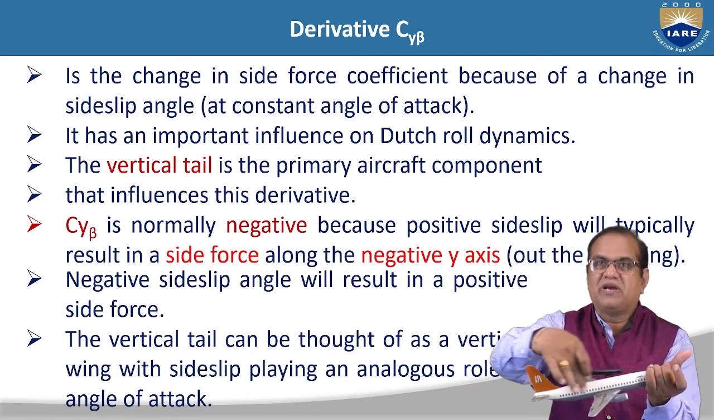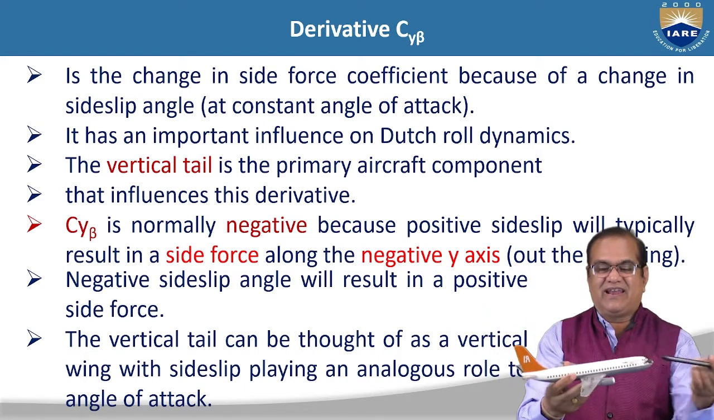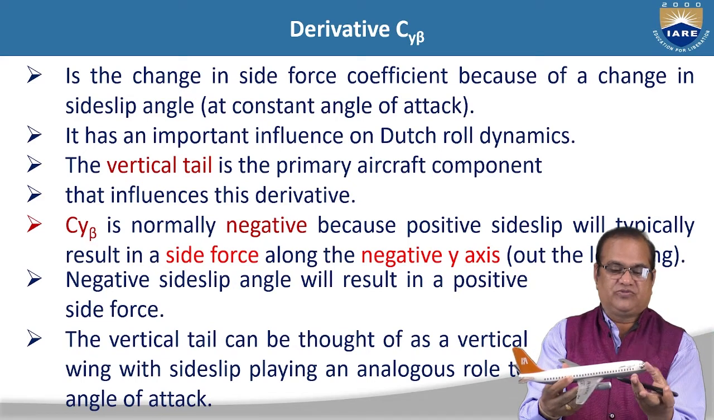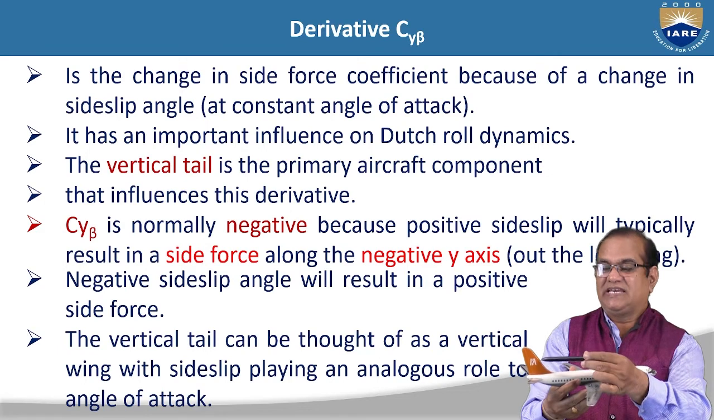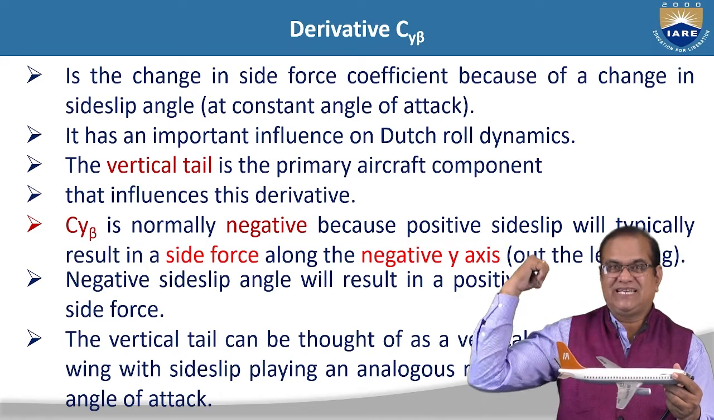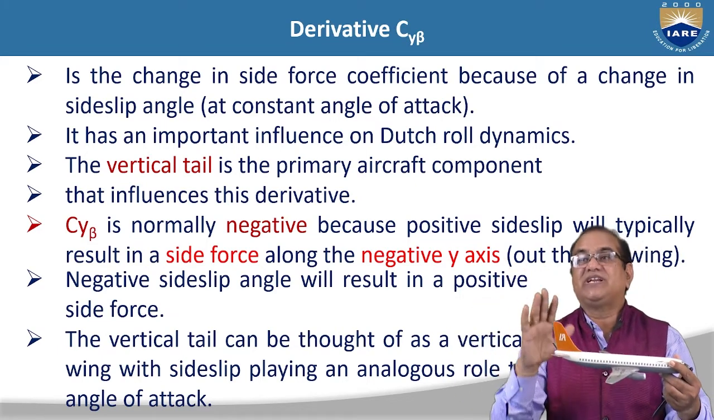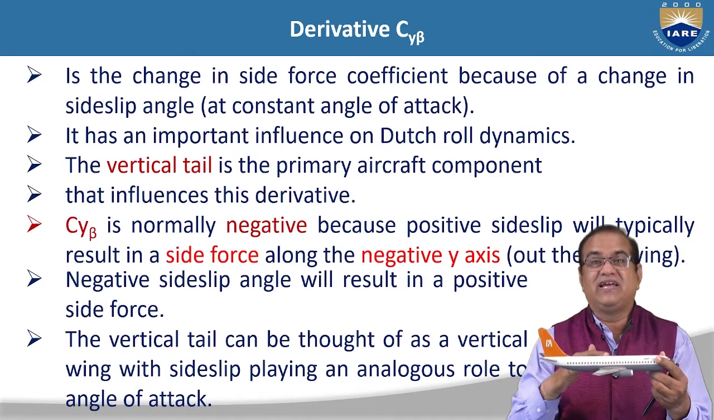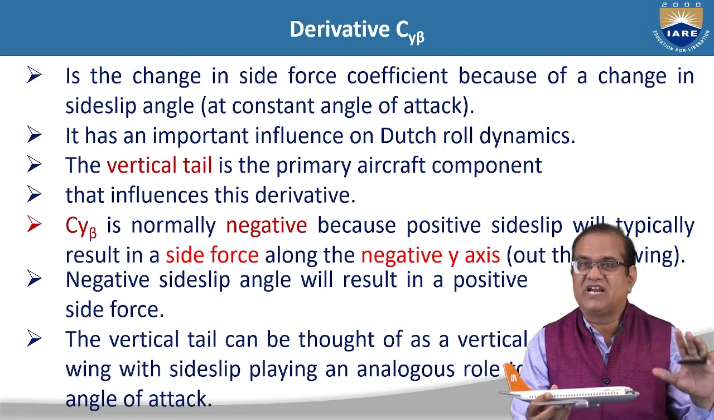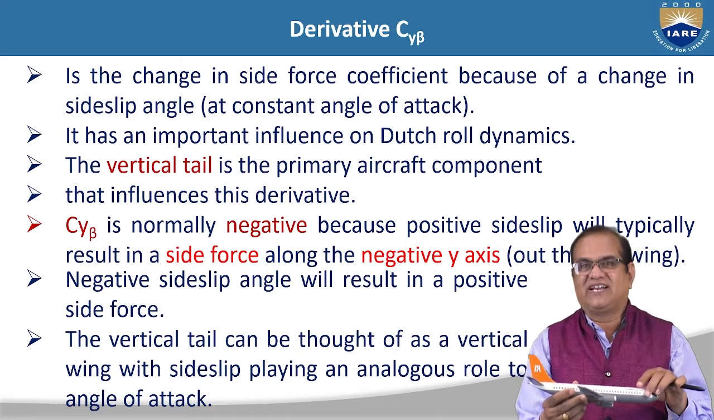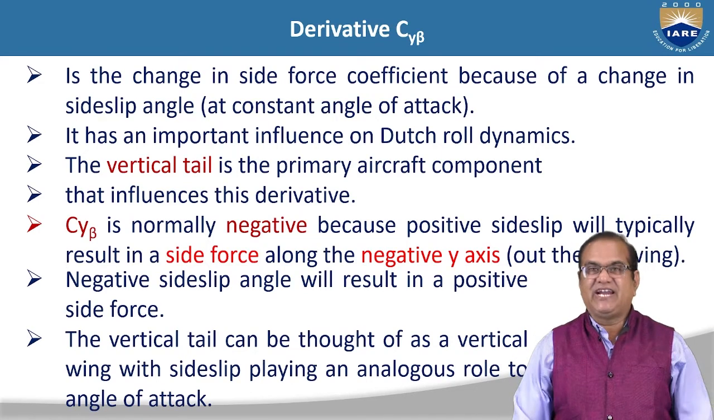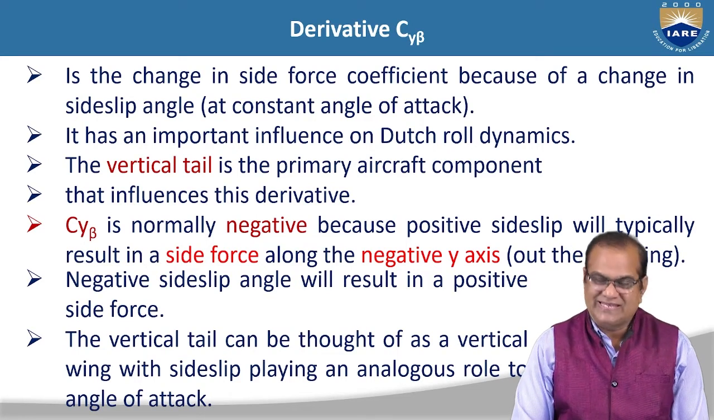So for a positive side slip angle, when the aircraft is going like this, with positive beta, this angle is beta, the flow hits this vertical fin, and after hitting, a force is generated towards the left side, so it is always negative. So a positive side slip will provide a negative side force and a negative side slip will provide a positive side force. We have to understand that very clearly, otherwise we will get confused.